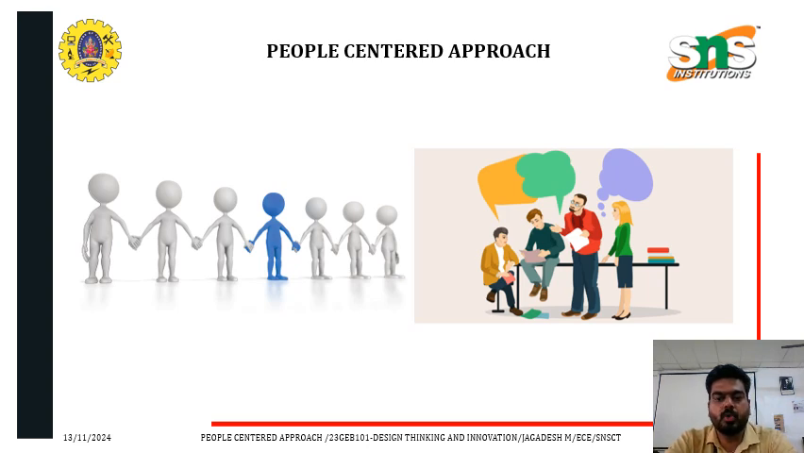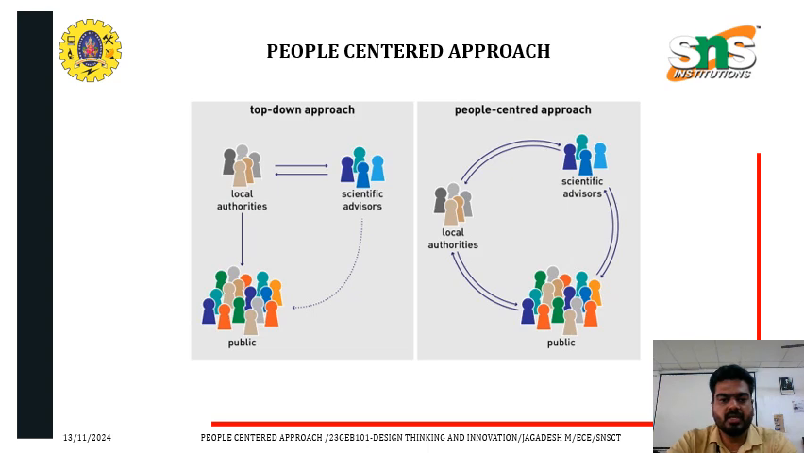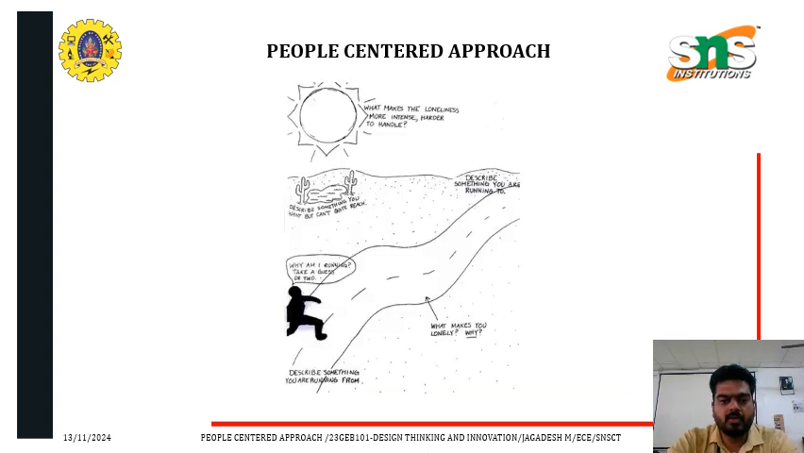It's a people-centered approach. We have already discussed many times that design thinking, that is empathy, is a people-centered approach. We only have to look at everything from their own perspective. So that is called a people-centered approach. You can see the top-down approach, with local authorities, scientific advisories, and the public. These are the groups of people we have to consider whenever we are developing any kind of innovation.